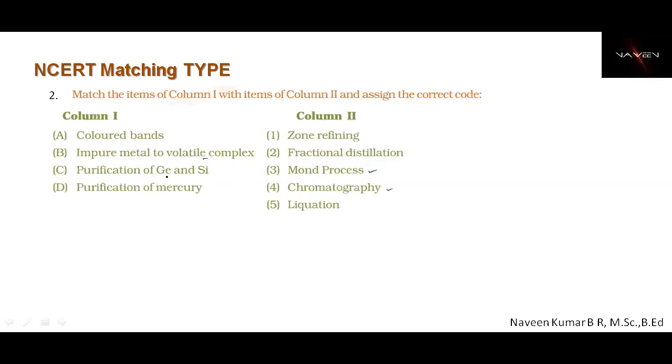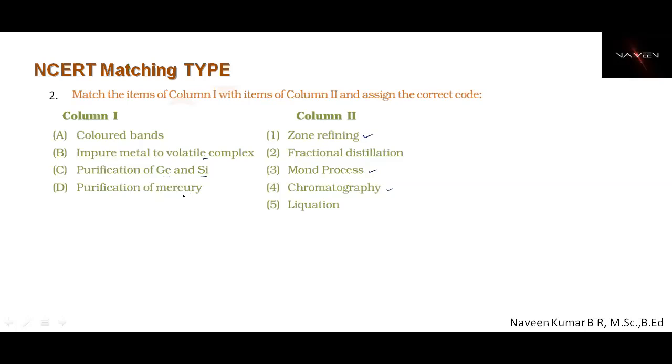Purification of germanium and silicon. As we know, germanium and silicon are both semiconductors, and the best method for refining semiconductors is zone refining. Then purification of mercury.